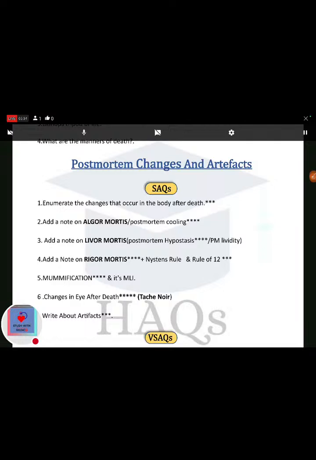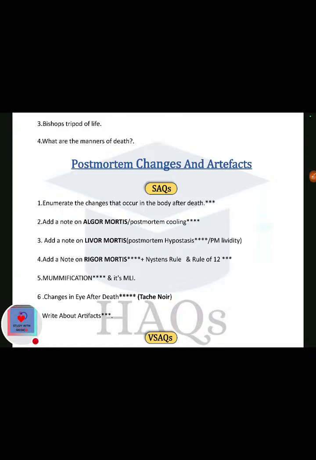Readings are taken at 1 hour intervals to obtain the rate of fall of temperature.